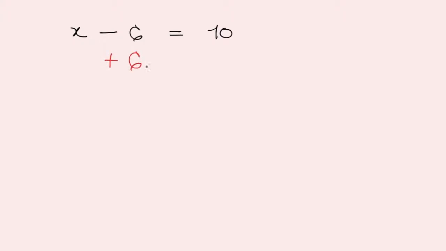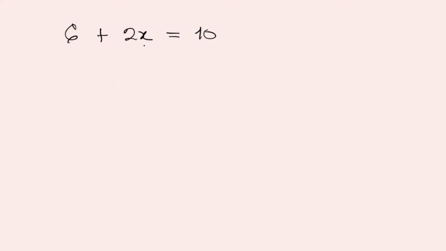So if we add 6 to this side of the equation, we also have to add 6 to the right side of the equation. And minus 6 plus 6 cancels out, and x is left on this side of the equation alone. And 10 plus 6 results in 16. And we know that if x is 16, 16 minus 6 would result in 10. What if our equation was 6 plus 2x equals 10?